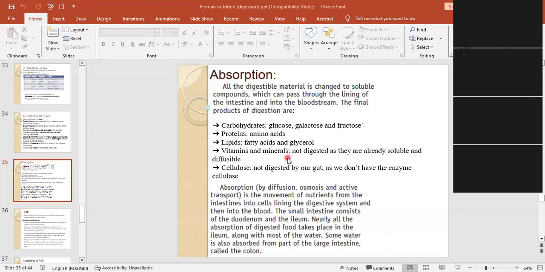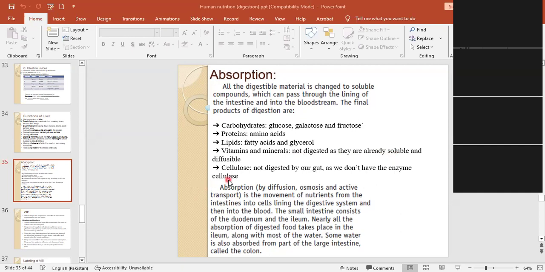So far, you have not studied any enzyme related to vitamins and minerals. Why not? Why is there no enzyme for vitamins and minerals? Because they're already in their simplest form. They don't need breaking down. Very nice. So they are already in the simplest form. They do not need any enzymes for that. They are absorbed into the small intestine as they are already soluble.